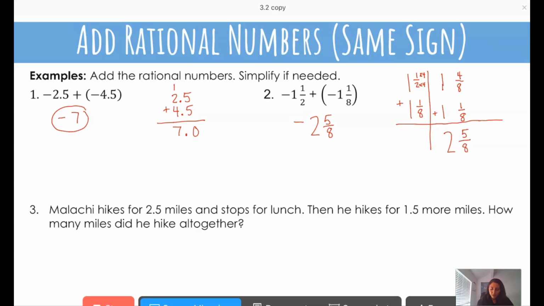Number 3 says Malachi hikes for 2.5 miles and stops for lunch. Then he hikes for 1.5 more miles. How many miles did he hike all together? All right, so he's hiking 2.5 plus 1.5. So we're going to just add the 2 and the 1, get me a 3, and the 0.5s together get me 1 whole. So we get 4 miles all together.